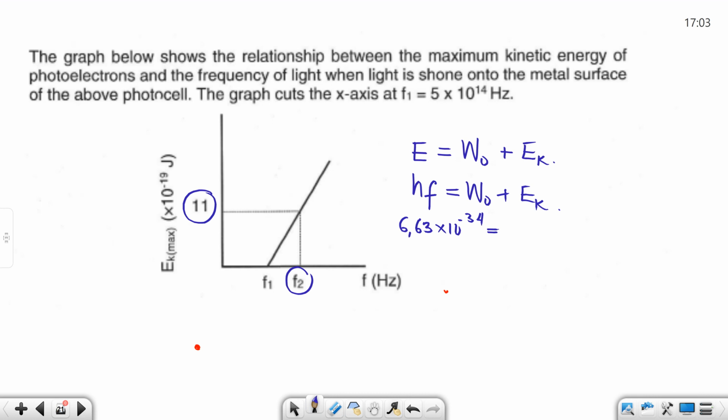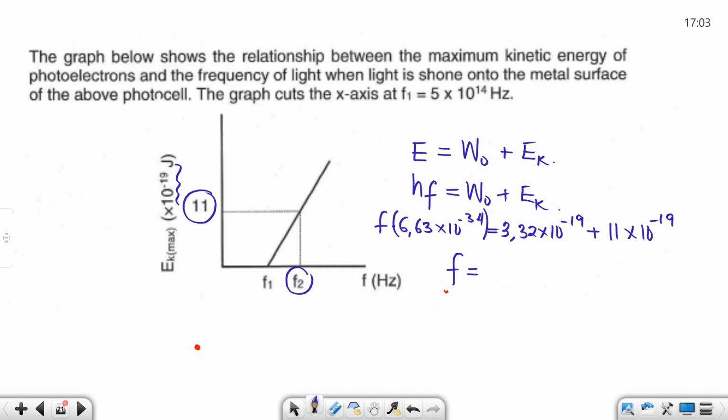Do we know the work function? I think we got it earlier on. 3.23 times 10 to the power negative 19, if I remember. Oh, I missed something here. It's f times h. Plus, what's our kinetic energy at that point? 11. Please don't forget that it's 11 times 10 to the power negative what? 19. Please give me an answer for frequency.